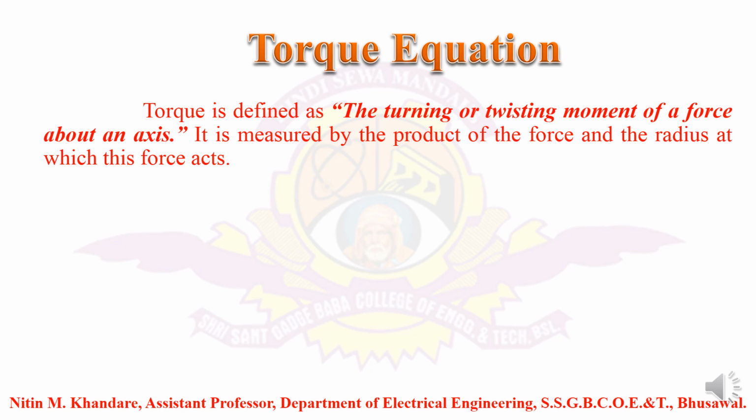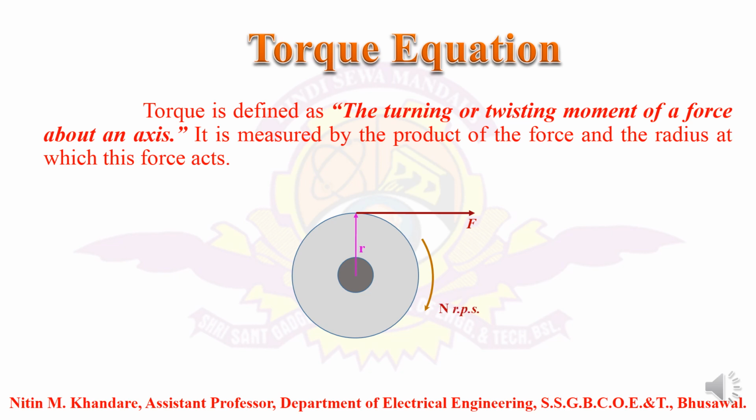To understand it in detail, we will consider a pulley which is connected with the shaft of a motor whose radius is r meters and a force of F newtons is acting at this pulley rim like this. Now when this F newtons force acts along the pulley rim, the pulley starts to rotate in a clockwise direction at a speed of n rps, that is revolutions per second. So these are the assumptions we are making for calculating the torque equation.